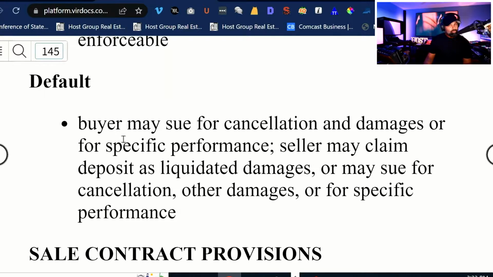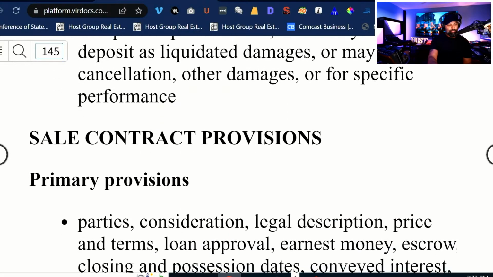Upon default of a purchase contract, the buyer may sue for cancellation and damages, or the big one that you see on real estate exams is specific performance. You want to know the vocab phrase here. A seller may claim the deposit as liquidated damages, or may sue for cancellation, other damages, or specific performance.